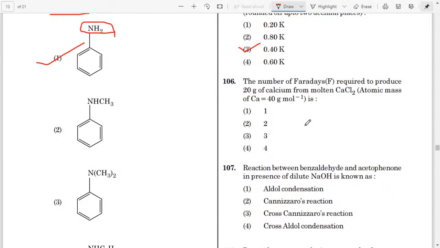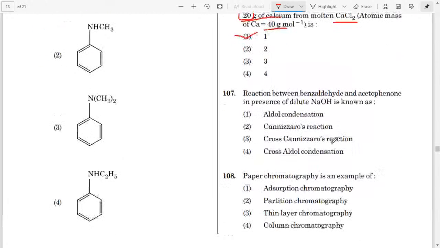The number of Faradays required to produce 20 grams of calcium from molten calcium chloride. Atomic mass of calcium is 40 grams per mole, so 20 grams is half mole, and you need 1 Faraday to get 20 grams of calcium from molten calcium chloride. So the option number 1 is correct option, students.